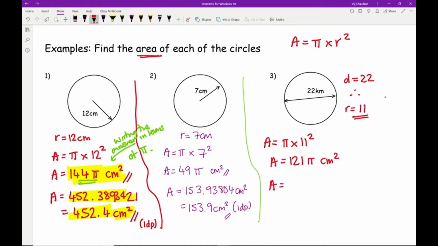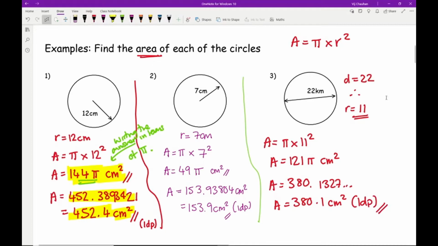And then what I then need to do is type that into my calculator. So it's 11 squared times pi, which gives me 380.1327 and so on, and rounding that number we get 380.1 centimetre squared to 1 decimal place, and there's your final answer.